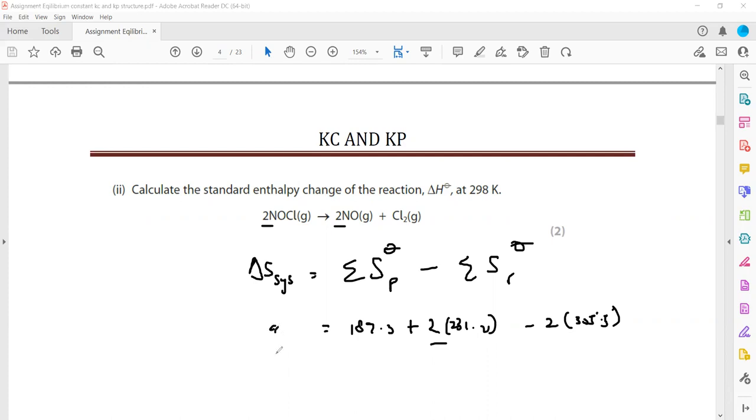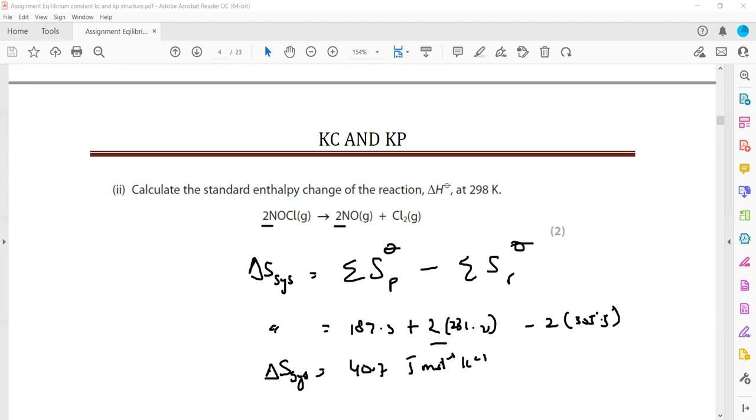So when we simplify, this will give us the total entropy change of the system, which is 40.7 joule mole inverse Kelvin inverse. That's the unit.